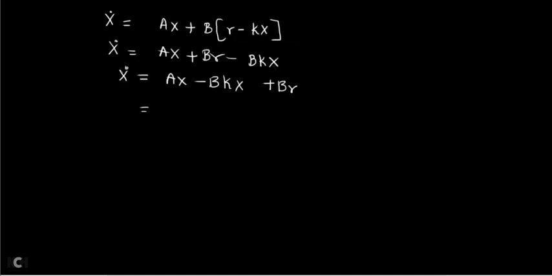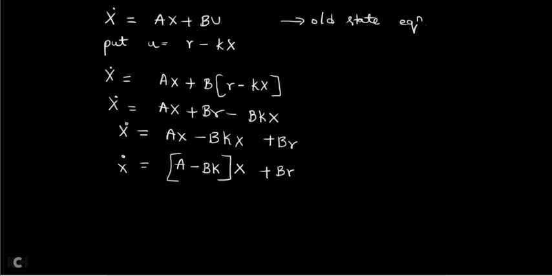AX minus BKX. Now let me take x common. So we are left with a minus bk into x plus br, x dot. Now is this equation looking similar to the original equation?